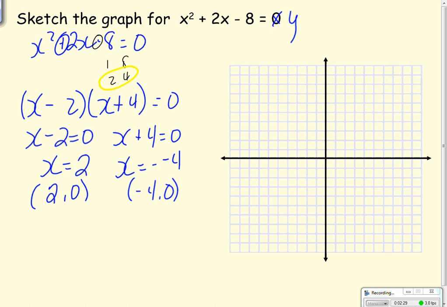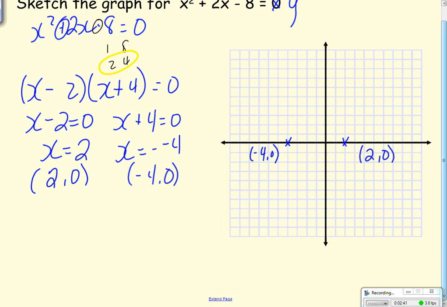And we just put them on our graph. And when you do it, write down the coordinates as you do it. Because if you are nervous and you make a mistake, if you've got the coordinates written down, at least the examiners know what you intended.